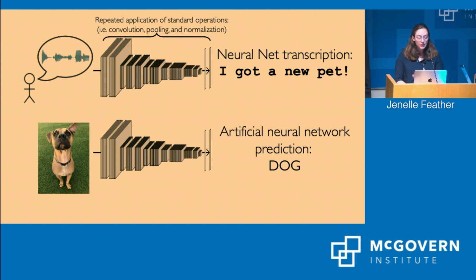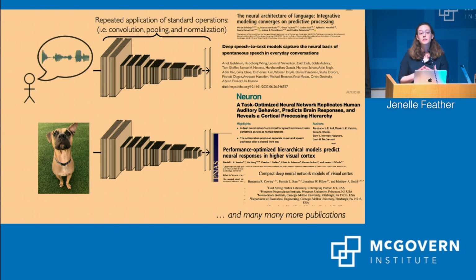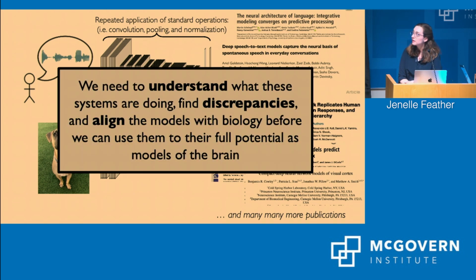Once they're optimized, because they can do these tasks oftentimes as well as humans, this has led to widespread interest in seriously considering these models as candidate models of the human brain. But if we want to use these models to their full potential, to perhaps develop new algorithms for audio or visual prosthetics, or to propose hypotheses for how the brain might be implementing its own algorithms, we need to understand what these systems are doing. We need to find their discrepancies with biology, and we need to make changes to them that help align the models with biological systems. One way that we've been approaching this problem is by designing stimuli that help us understand various aspects of the models.